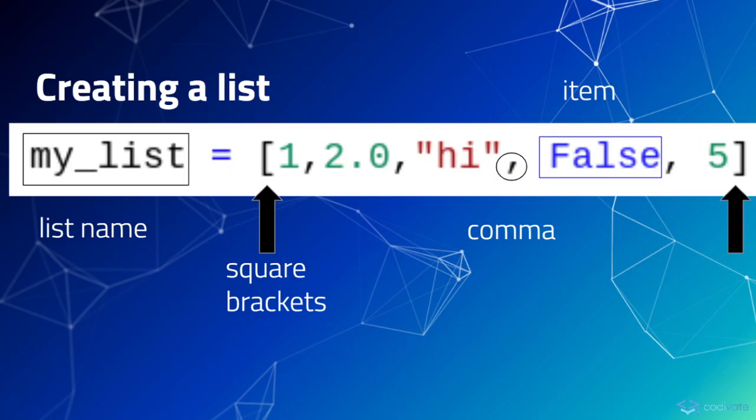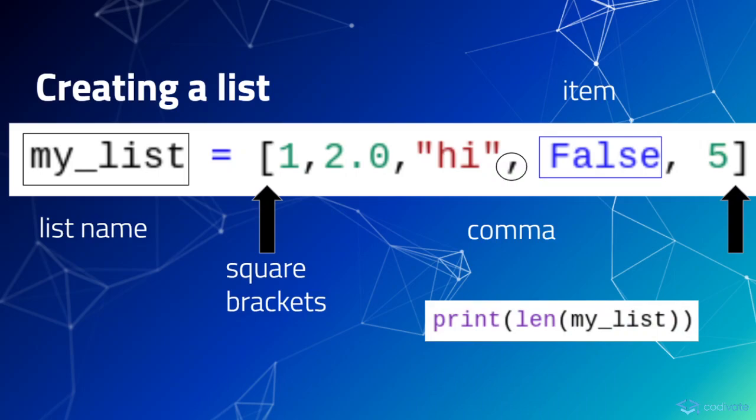Now, let's go over one of the easiest things we can do with lists, which is find its length. If we want to know how many items are in the list, we can use the len function like this. We have the word len, and the name of the list inside parentheses. Since there are 5 items in my list, calling the len function on it will give us 5.